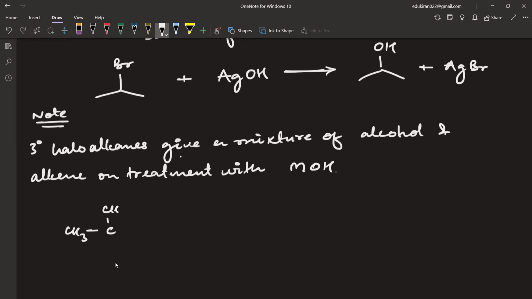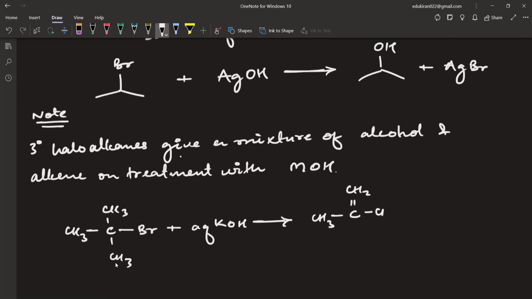CH3, carbon, CH3, and you will have Br, let us say. If you react this with aqueous KOH, then it is going to give you two products. One product will be CH3, single bond carbon, double bond CH2, and then CH3. Plus you will get a substitution product, that is the Br will be replaced: CH3, carbon, CH3OH, and then CH3. So it's not that whenever a reaction happens, you always get one type of reaction. In this case, you can very much see that we are getting one elimination product and one substitution product. So elimination and substitution are always acting against each other.